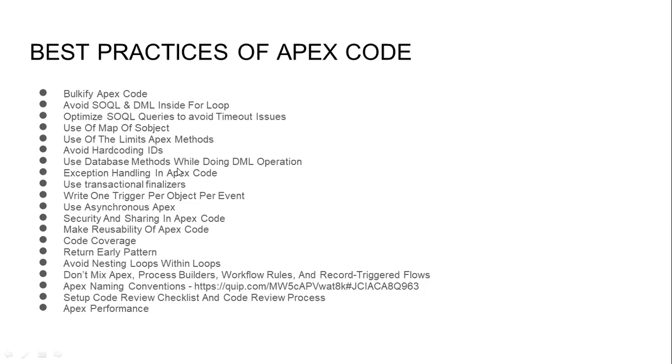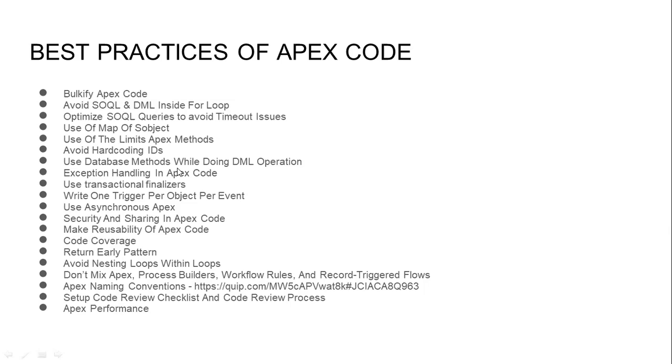Next is use asynchronous apex. Many times we think everything should happen in one go, but for a few scenarios, if an operation is taking too much time, and that operation is in the background, not directly impacting the user's interaction, we can make that process asynchronous. There are two advantages. First, you get more governor limits by making it asynchronous. Second, the user is able to get the response in less time.